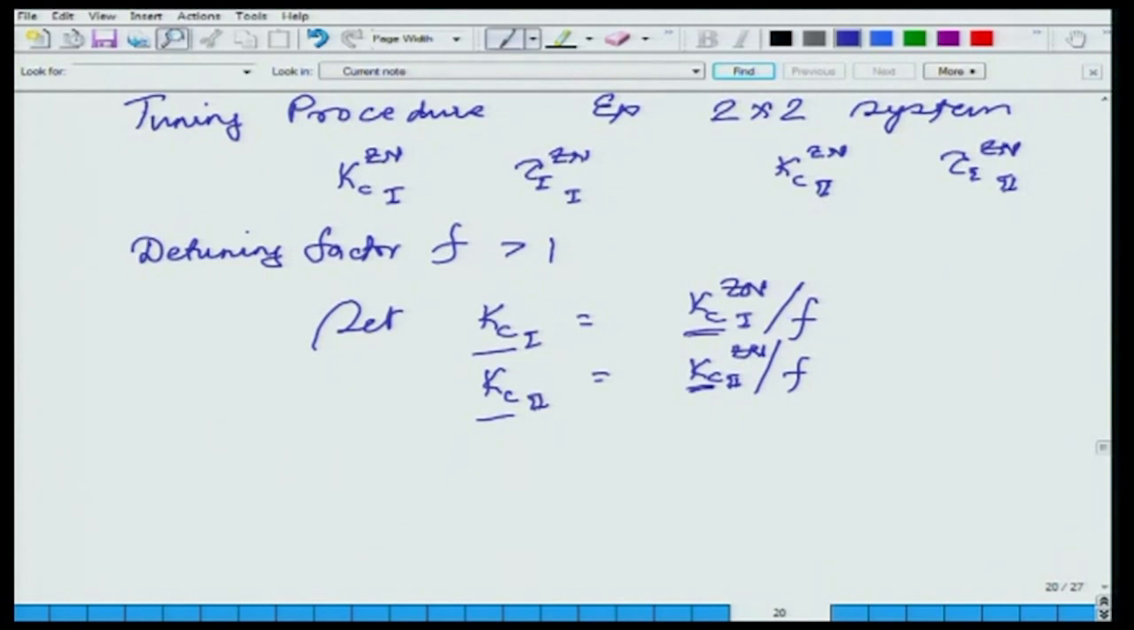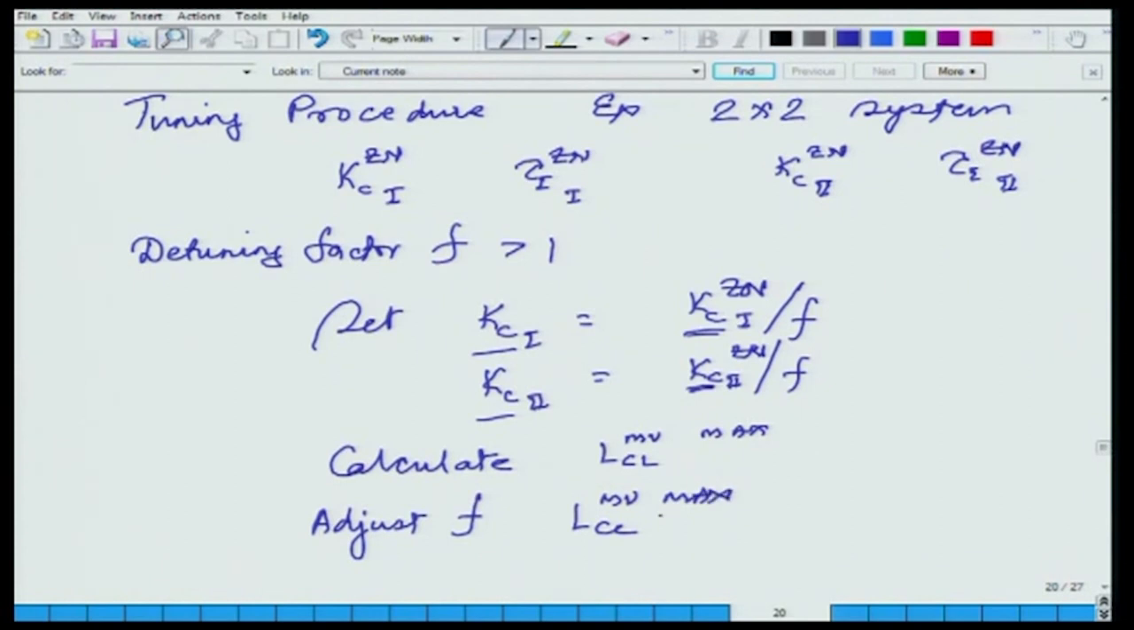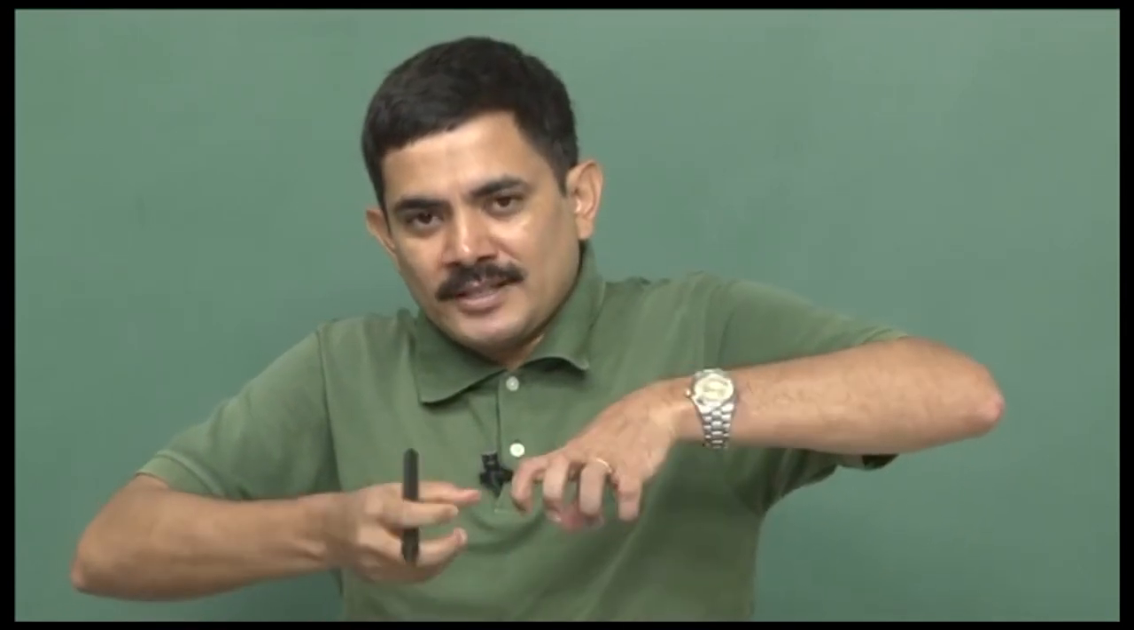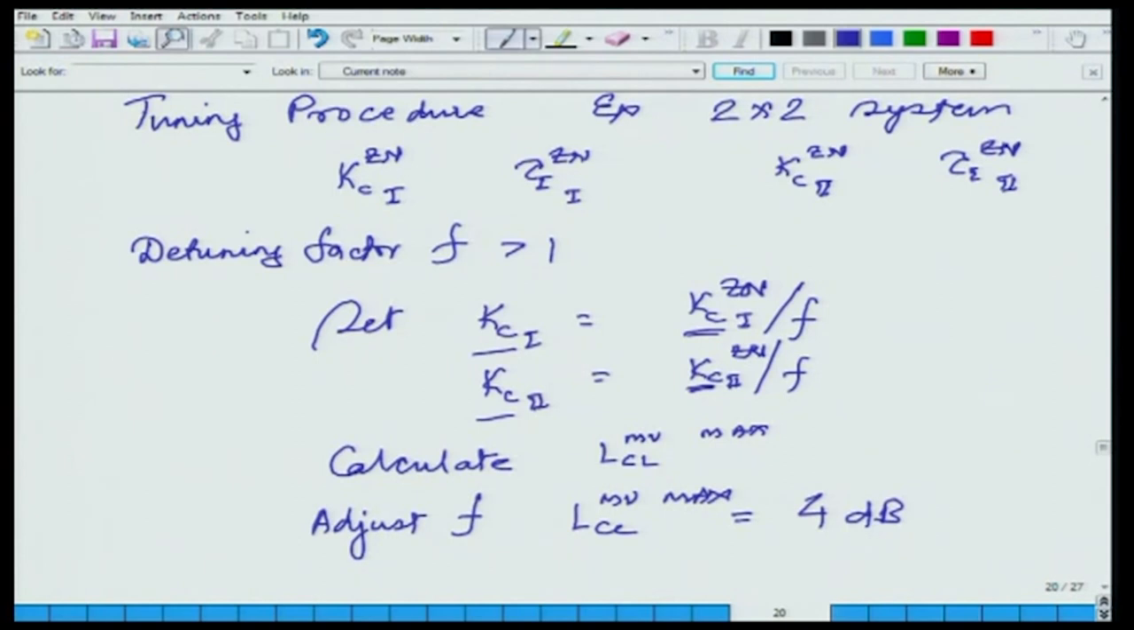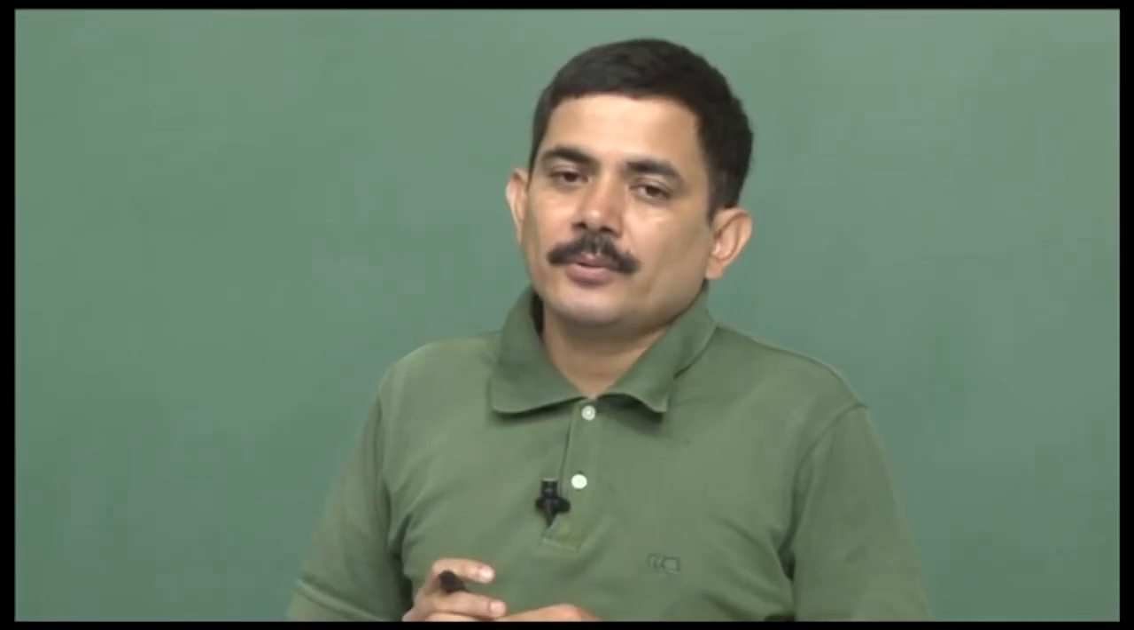All right. So, once I have detuned, because now I know my tuning parameters, I calculate LCL multivariable max, and adjust the detuning factor F such that LCL multivariable max is equal to, for a 2 by 2 system, 4 dB. So you detune the controller gains by a factor F such that you get a maximum closed loop multivariable log modulus of 4 dB for a 2 by 2 system, 6 dB for a 3 by 3 system, and so on and so forth.